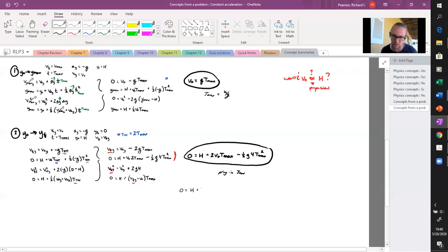So h is equal to 2 v naught, if we plug in t max, we get v naught over g, minus, oh look, there's a 4 and a 1/2 there. That's silly. 2g times t max squared, which is v naught squared over g squared.